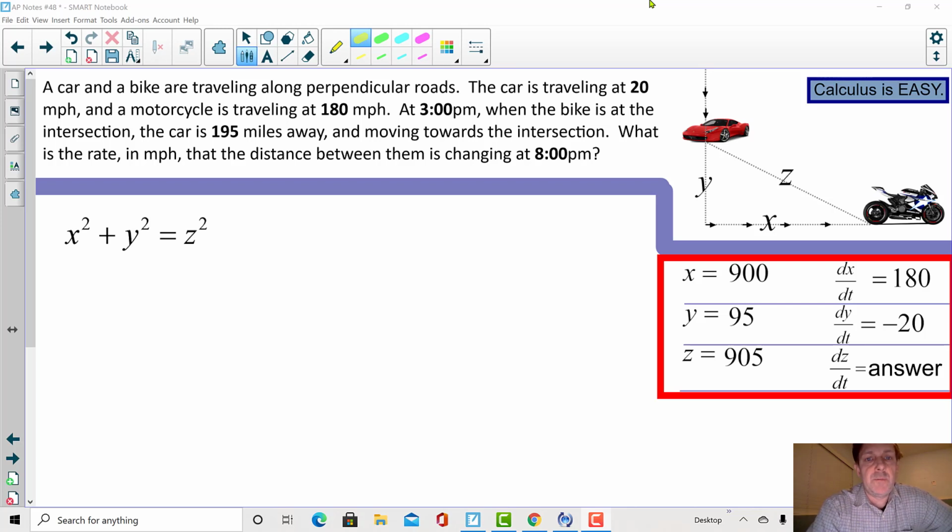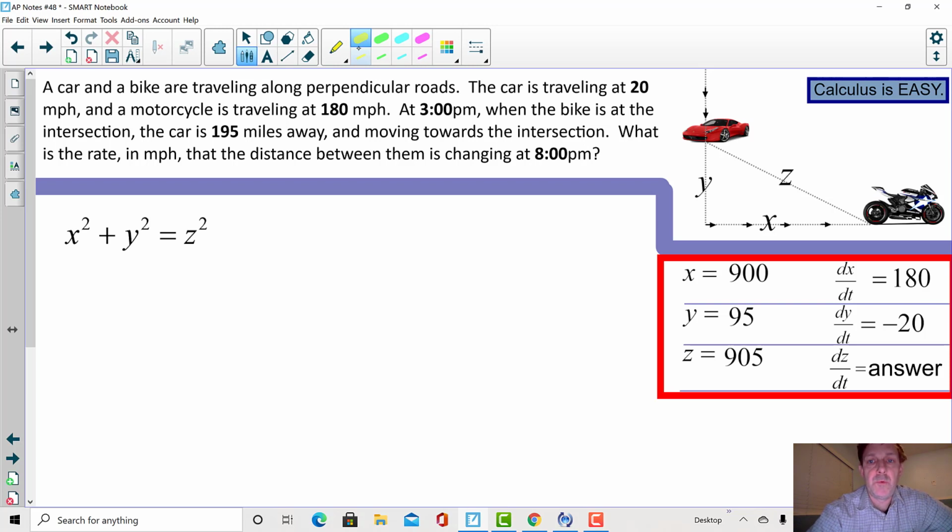Okay, we just finished up some optimization problems, and now we're going to look at related rates problems. Our first example, we have a car and a bike that are traveling along perpendicular roads. The car is traveling at 20 miles per hour, and a motorcycle is traveling at 180 miles per hour.